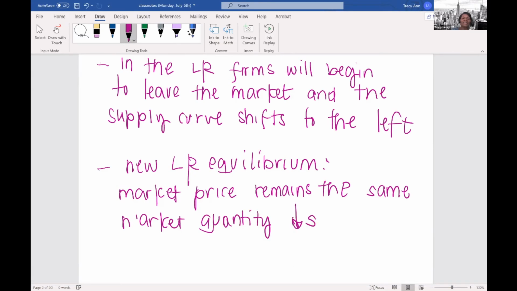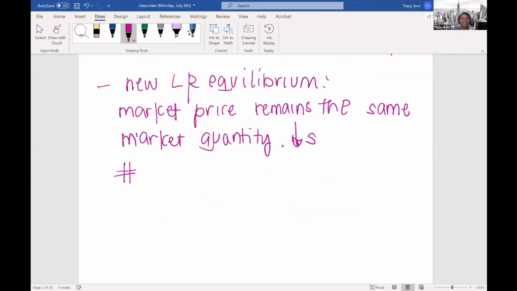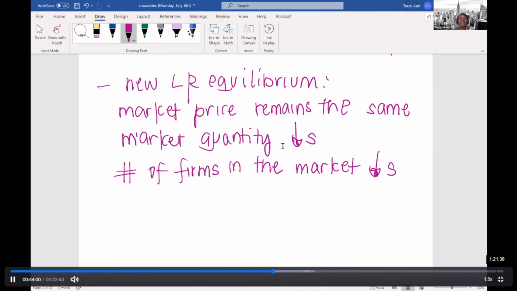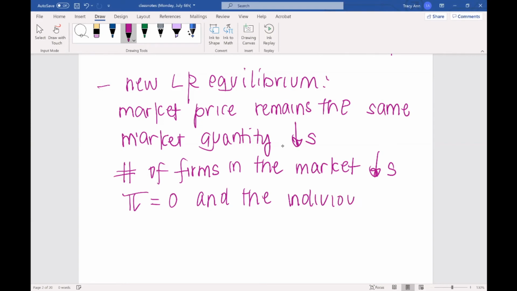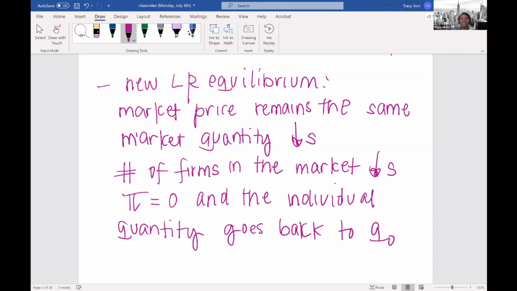And if your market quantity is decreasing and the price is the same, then we also know that the number of firms in the market decreases. I just said they left. So the number of firms in the market decreases. The individual firm and price remains the same. So profit is equal to 0. Individual quantity will go back to Q0.